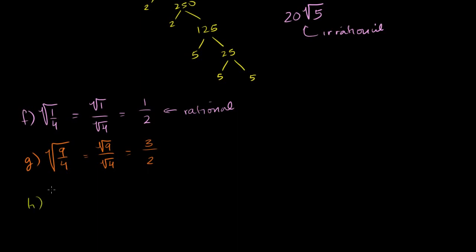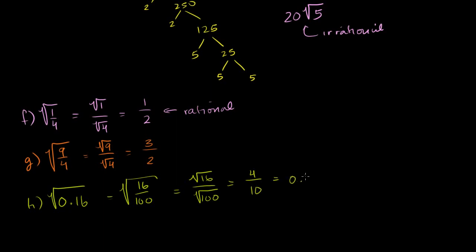Let's do part H. The square root of 0.16. Now, you could do this in your head if you immediately recognize that if I multiply 0.4 times 0.4, I'll get this. But I'll show you a more systematic way of doing it if that wasn't obvious to you. So this is the same thing as the square root of 16 over 100, right? That's what 0.16 is. So this is equal to the square root of 16 over the square root of 100, which is equal to 4 over 10, which is equal to 0.4.